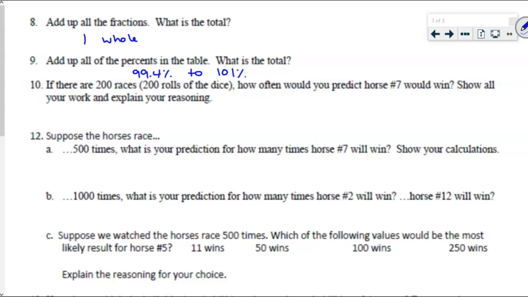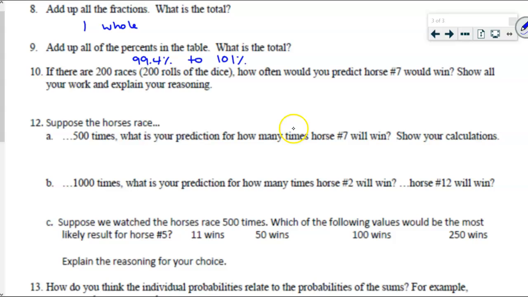Once you do that, if you're waiting for me to continue, we have 12A and 12B and 12C that we can also begin answering. So 200 races, how often do you think horse number 7 would win? Pause the recording as you work with your groups to calculate that. Ready, set, go. All right, there's 200 races. How often is horse number 7 going to win? What do you think? And tell me how you're getting there.